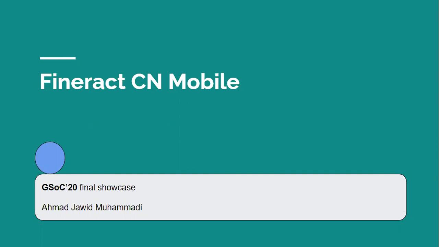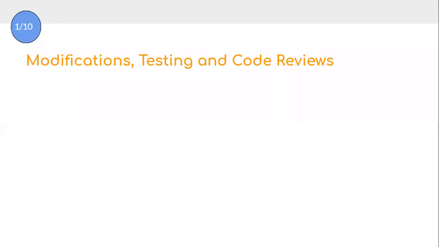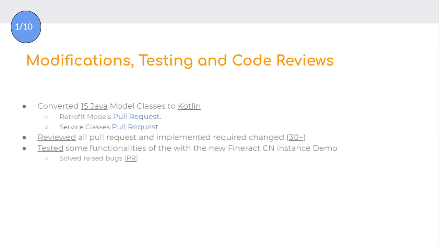Today I'm going to showcase all my work in Google Summer of Code 2020. So let's get started. First of all, I want to talk about the modifications, testing, and code reviews I did. In the first days, with the guidance of my mentor, I converted approximately 15 Java classes from Java to Kotlin and raised pull requests for them. I reviewed all pull requests and implemented required changes. There were more than 30 pull requests. I went through all of them and asked for some changes, and developers had a great response.